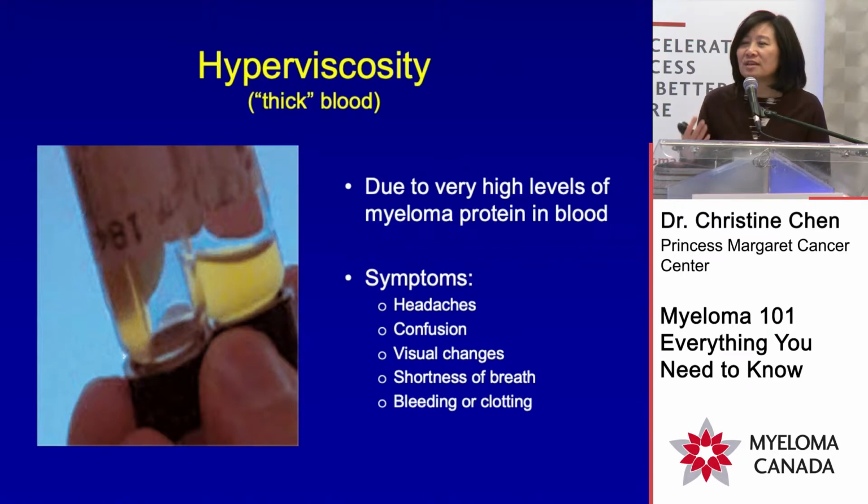And you can imagine what that's doing inside your blood vessels. If it's sludging to your head, then you may get headaches, confusion, visual changes. If it's sludging to your lungs, you may be short of breath. And it can predispose you to bleeding or clotting.